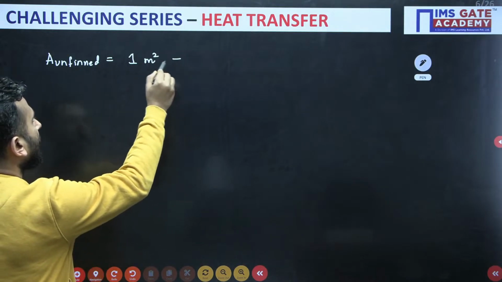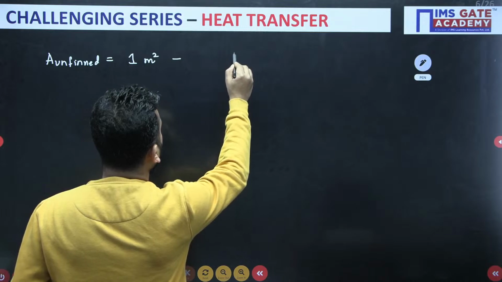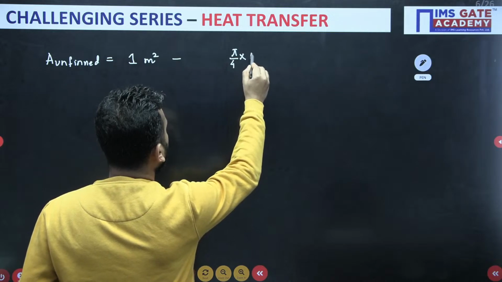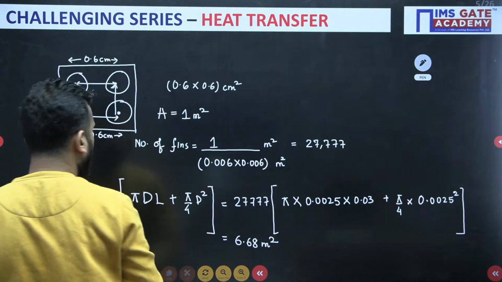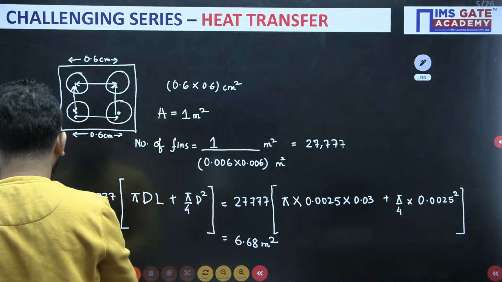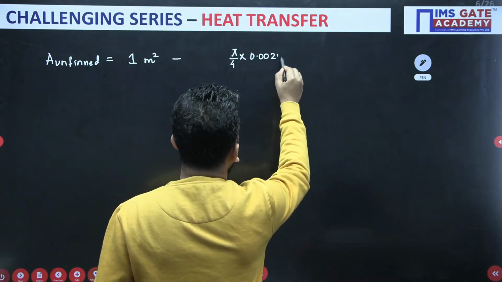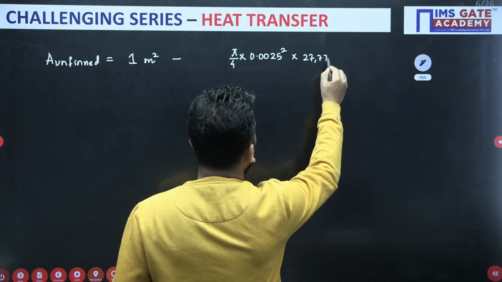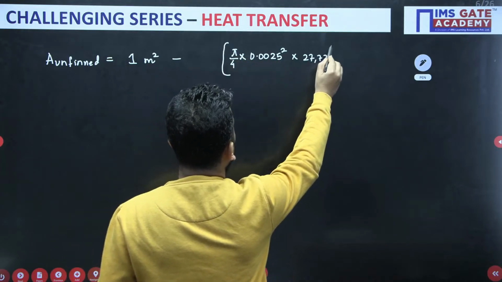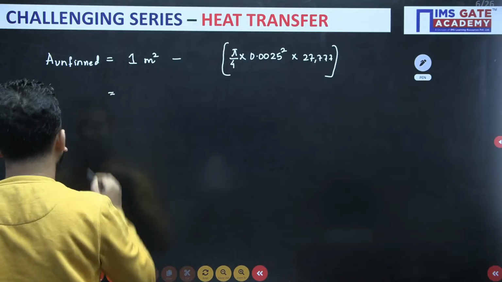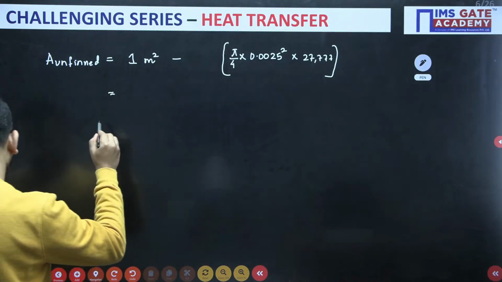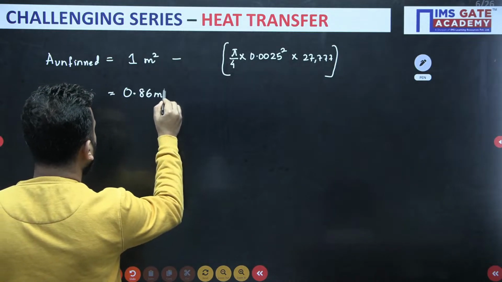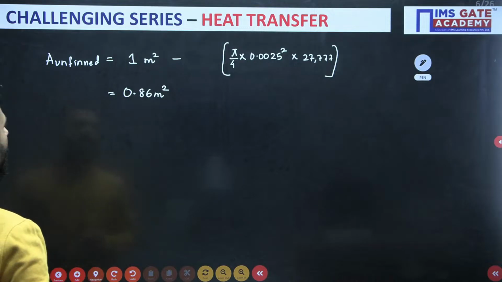minus, for one fin it is pi by 4 into d square. D is 0.0025. But how many fins are there? 27,777. So this is the unfinned area, and this is coming out to be 0.86 meter square. Unfinned area is coming out to be this.